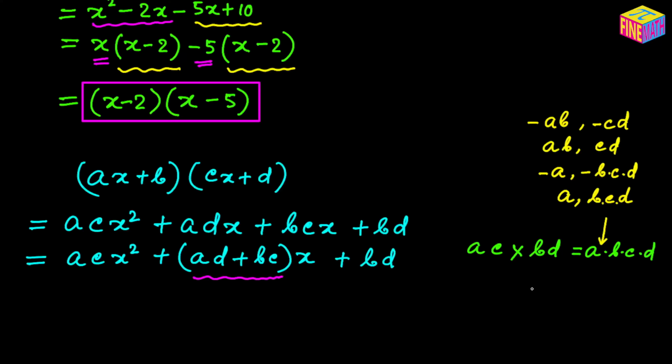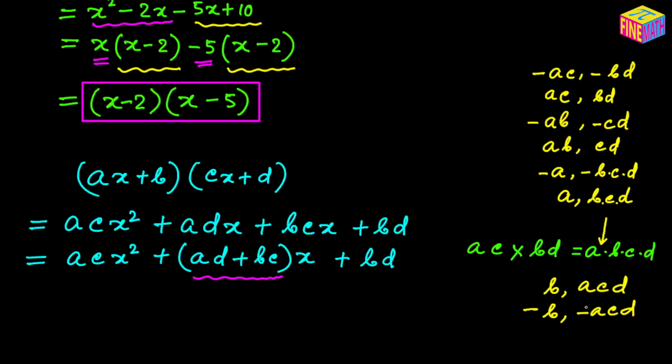These are all possible. Similarly we could also have a positive a times c and positive b times d, and also you could have a negative a times c and negative b times d. Similarly we could also have, for example, positive b and then positive a times c times d. We could also have a negative b and negative a times c times d, and similarly you can create many more combinations like this, right?